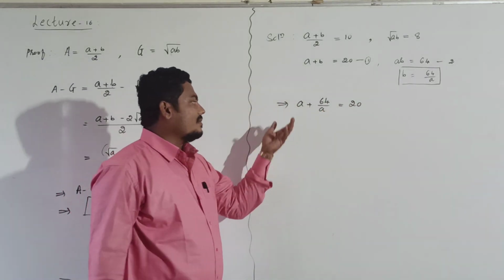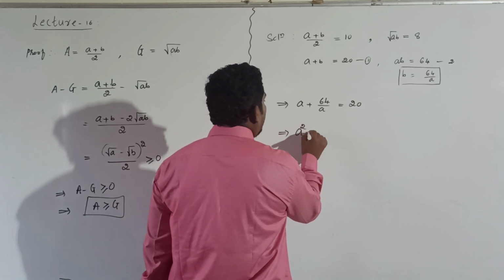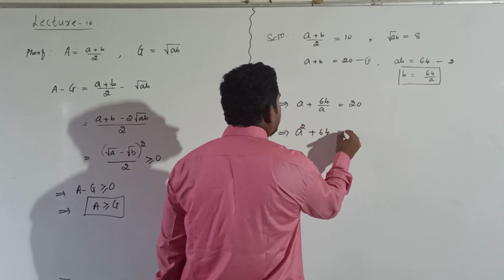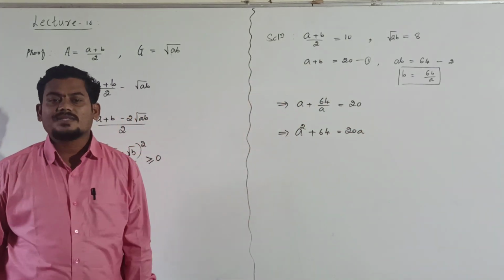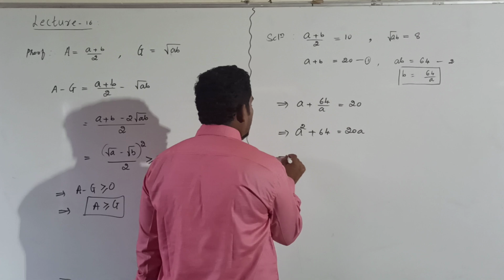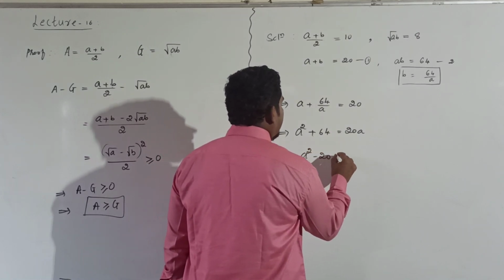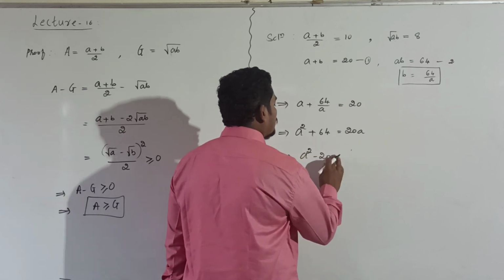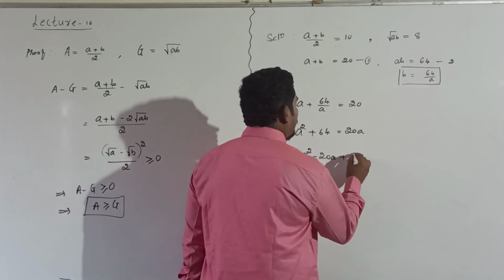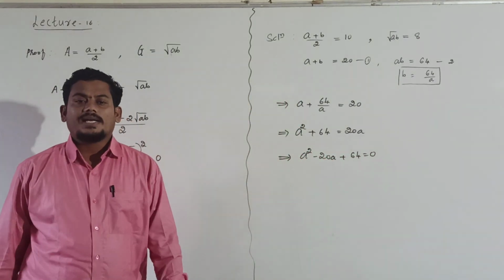Now taking LCM, it gives a square plus 64 is equal to 20 times a. After taking LCM, just cross multiplication. Then it will be a square minus 20a plus 64 is equal to 0. Just solve this quadratic equation.